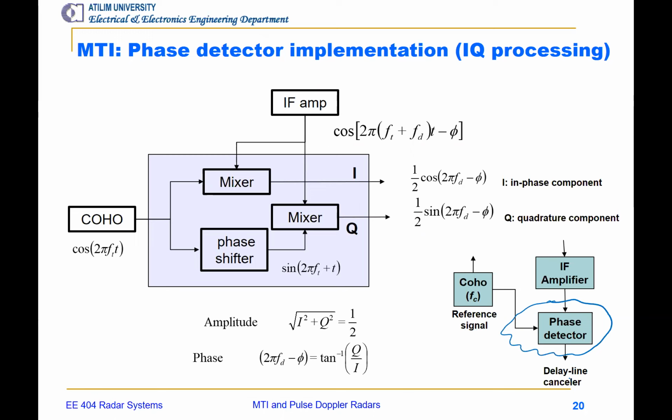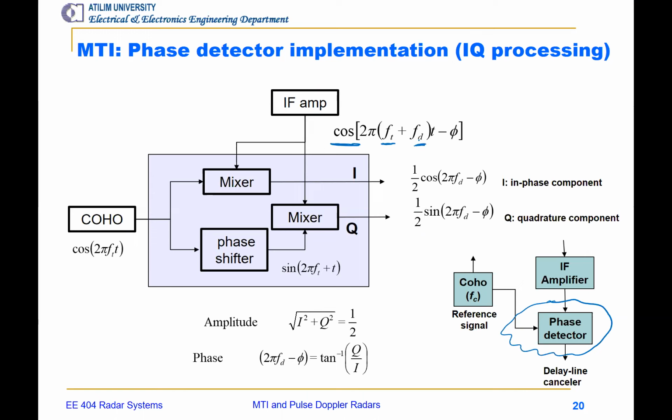Now, here we have a phase detector block diagram. It seems to be very complicated, but actually it's quite easy. The IF signal, the amplified signal, is typically a cosine with the transmit frequency and Doppler shift, f(t).